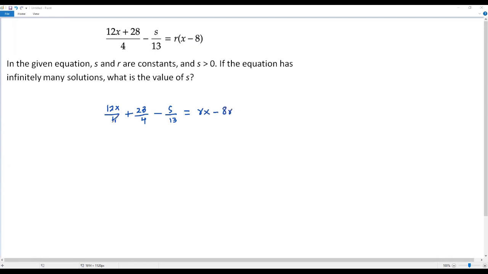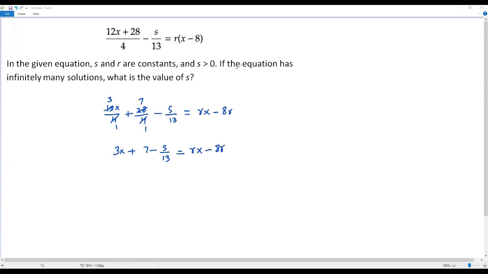Here 4 goes into 4 one time and 4 goes into 12 three times. Here 4 goes into 4 one time and 4 goes into 28 seven times. We get 3x + 7 − s/13 equals rx − 8r. Okay, that's all the simplification we can do.